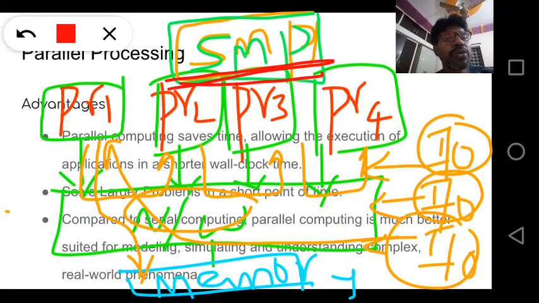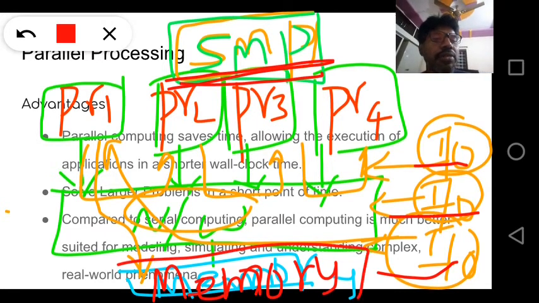So when it comes to a symmetric multiprocessor, that is a single computer equipped with multiple processors like the block diagram shown on the screen, multiple processors are connected together by using an interconnection network, and this interconnection network also allows all these processors to communicate with memory and I/O interfaces.